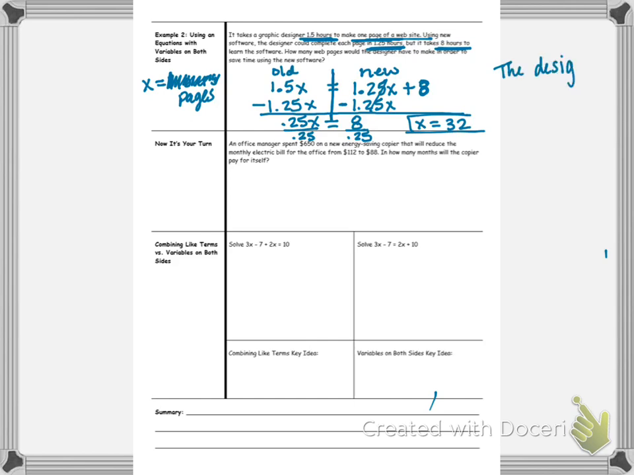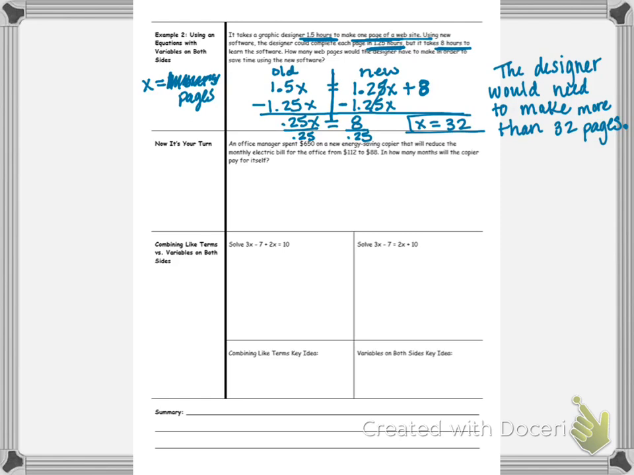In the real world relation of the problem, the designer would need to make more than 32 pages. So after he makes 32 pages, it makes sense. He's going to save time by having learned how to use the software. Okay. All right. And so then we have our next one where, let me get these little markings off.